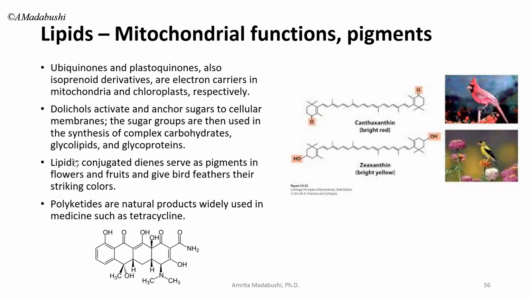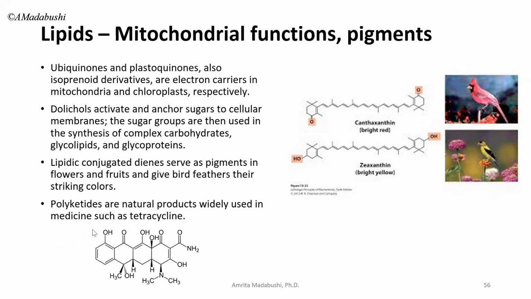Lipids, sorry for the typo, lipids and conjugated dienes serve as pigments in flowers and fruit. So you see these colors. You have probably seen the red cardinal or the goldfinch, and these beautiful colors are the result of these different kinds of lipids.